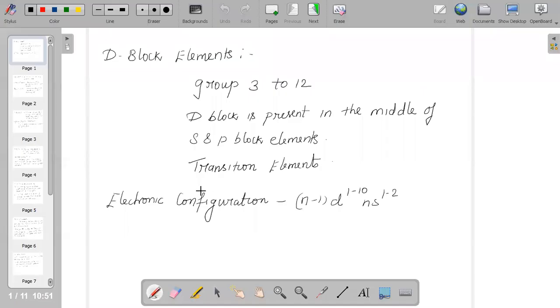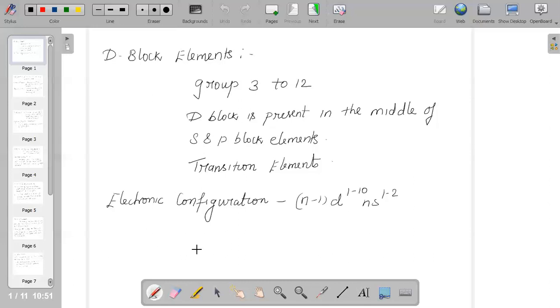The general electronic configuration of the D block elements is (n-1)d1 to 10, ns1 to 2. The d orbitals of the D block elements are filled in 4 periods, so there are three series of transition metals: the 3d series, the 4d series and the 5d series, and the fourth, the 6d series, which is beginning.